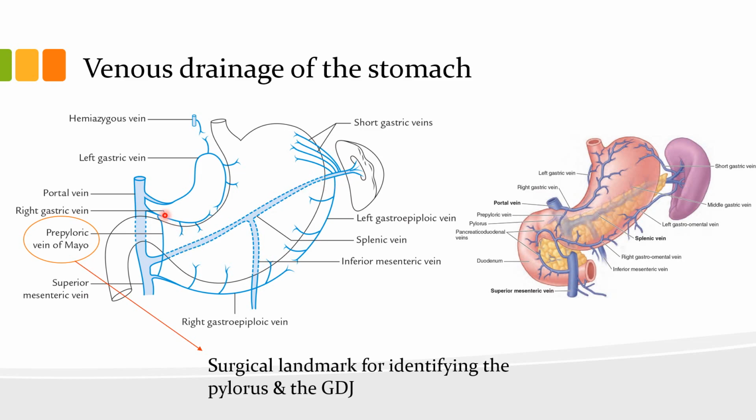There is an important additional vein here that has no counterpart among the arteries. This vein is called the pre-pyloric vein of Mayo, and it is consistent in position. It runs always anterior to the pylorus, and it is used by surgeons to identify the pylorus and identify the gastroduodenal junction.